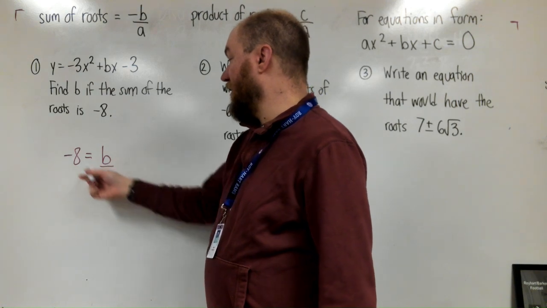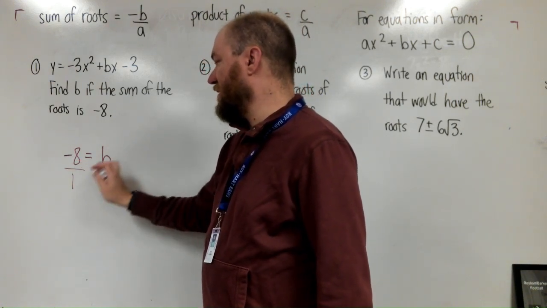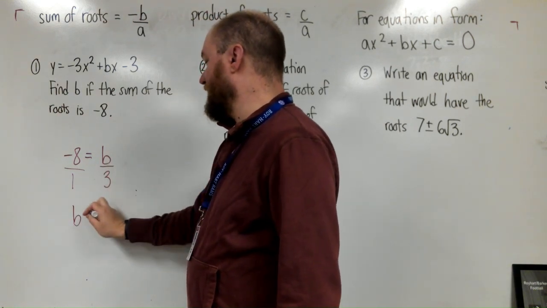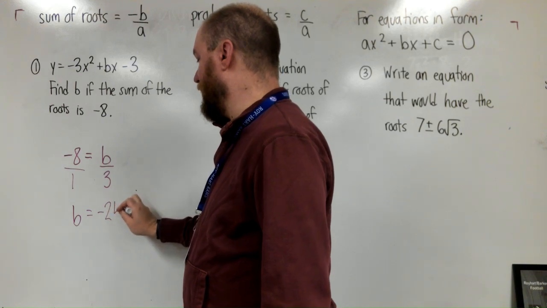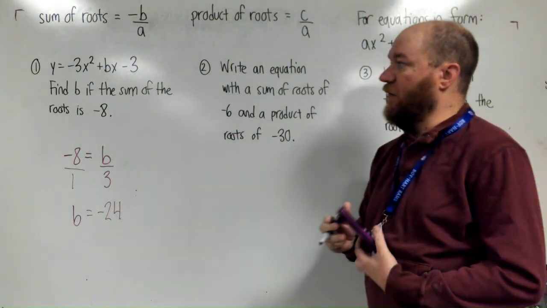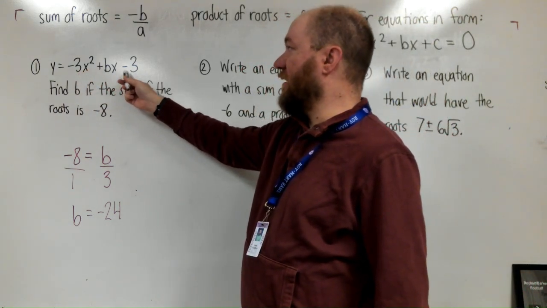All right, so let's solve for b. How would we do that? Well, let's put this over 1, and then let's cross multiply. B times 1 is b, and negative 8 times 3 is negative 24. So b in this equation is negative 24. Our full equation was negative 3x squared minus 24x minus 3.